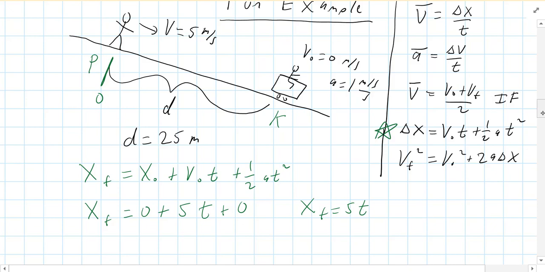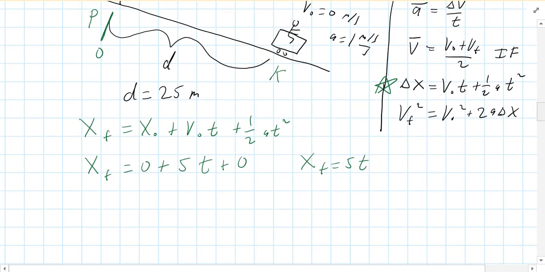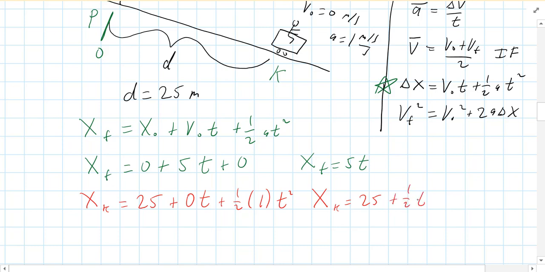Okay. Now how about for the kid? Okay, so their equation looks a little different. x for the kid is equal to x naught. Well, they're starting 25 meters in front of the parent, so I'm going to put a 25 there, plus v naught t. Well, they started from rest, so they have a 0t, which is just plain old 0, plus 1/2. a is 1 for them, and then t squared. So for the kid, you have an equation that looks like 25 plus 1/2 t squared.